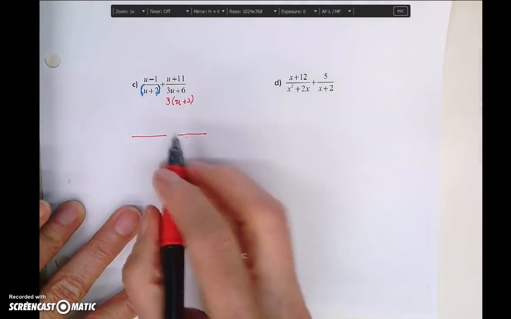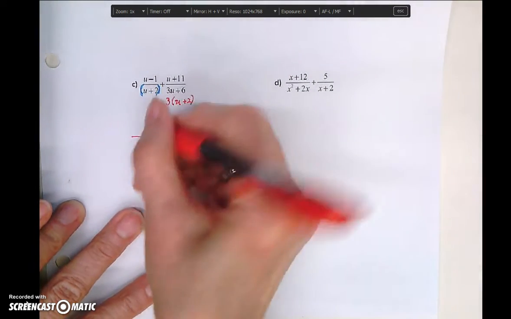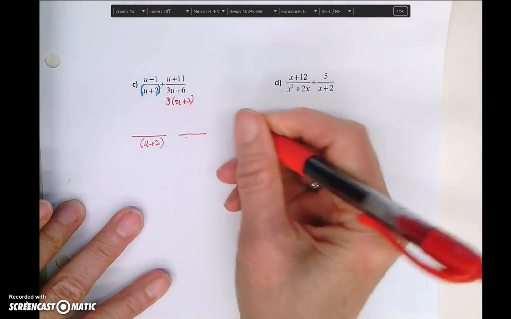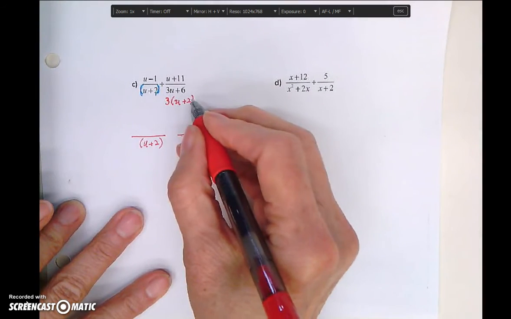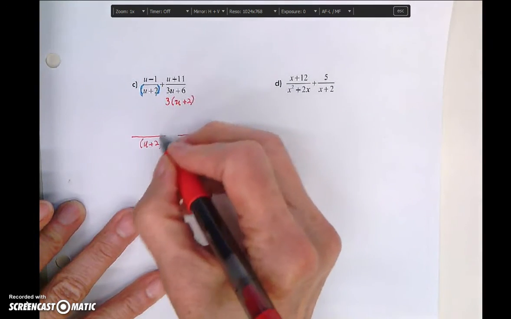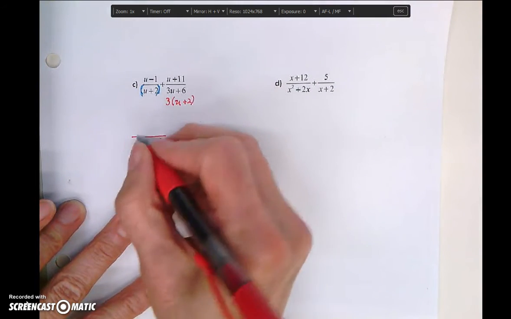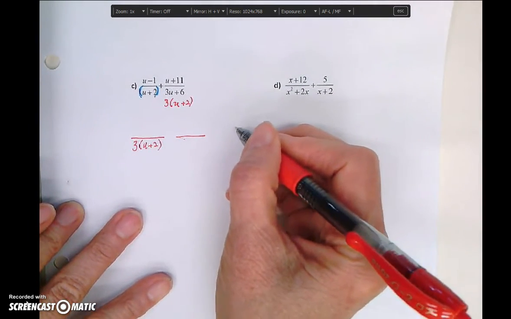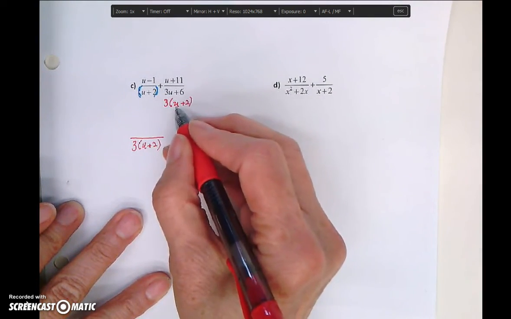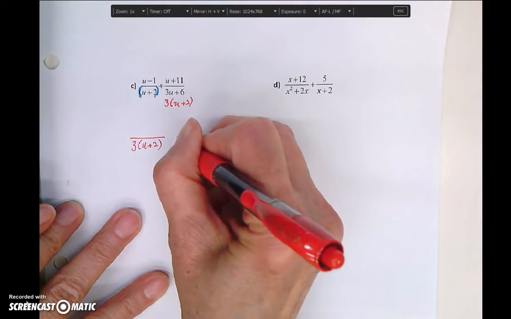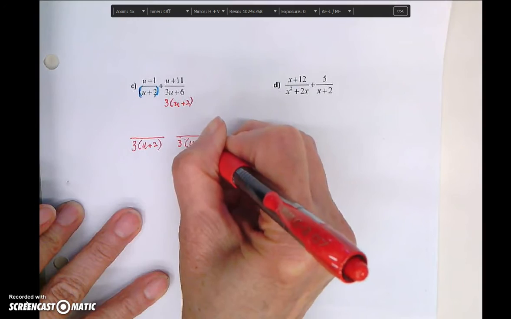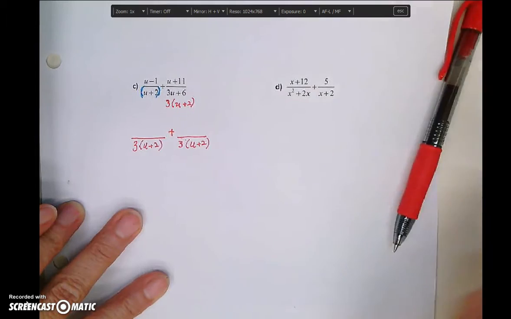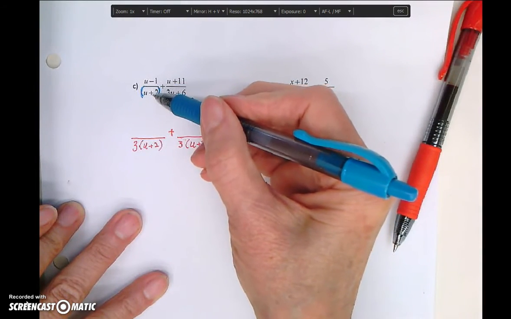So when I have a common factor, for this one, I need to have a u plus 2. So I'm going to write u plus 2 as my denominator. And when I come to this one, I also need to have a u plus 2, which I've already got, but I also need to have a 3. So my common denominator needs to have both a 3 and a u plus 2. And I don't want to use this, I want to use the factored form of it. So 3 and u plus 2.